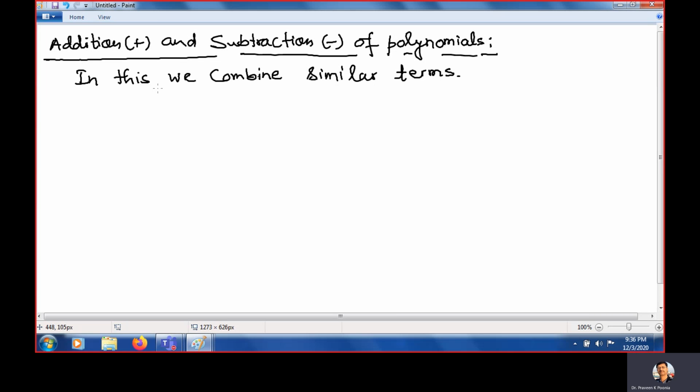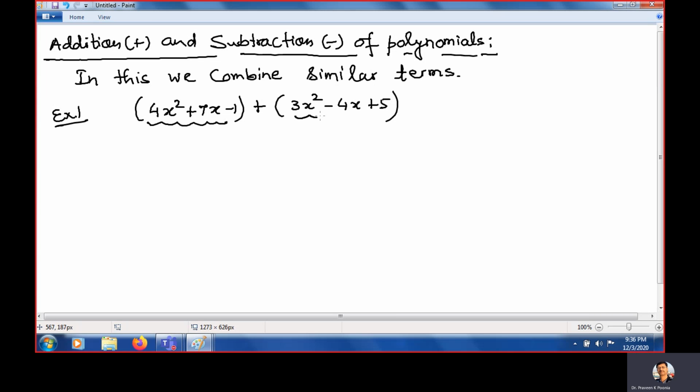Okay. So the first question we are going to study is example number 1. We will start with simple. 4x power 2 plus 7x minus 1 plus 3x power 2 minus 4x plus 5. You need to add these 2 polynomials. This is one polynomial, this is another polynomial, and we are going to add them. Okay, so how to add them? What I told you, combine similar terms.